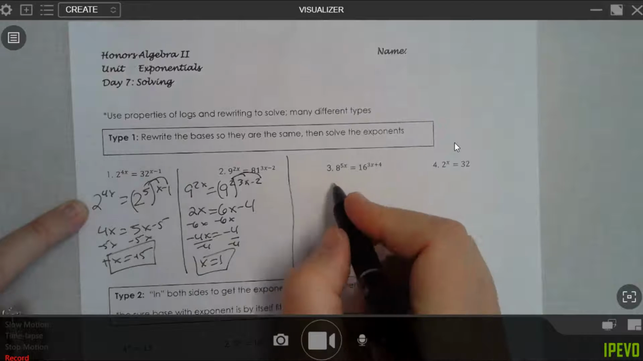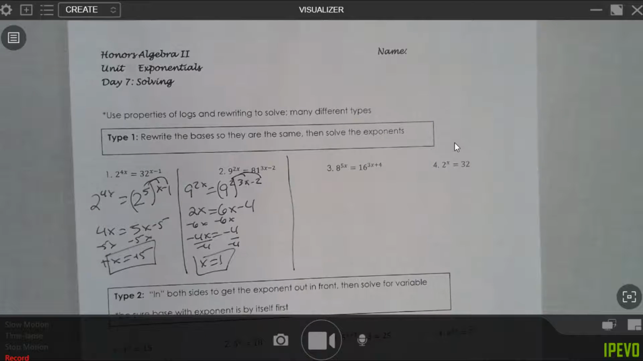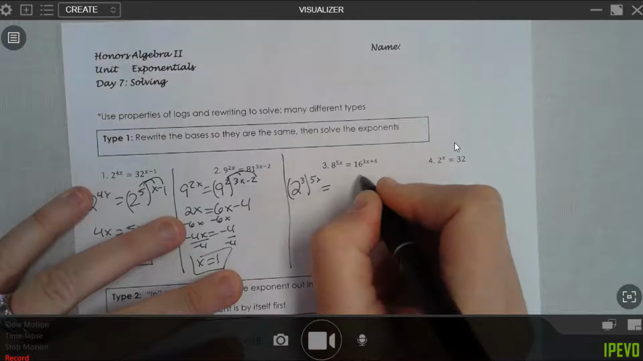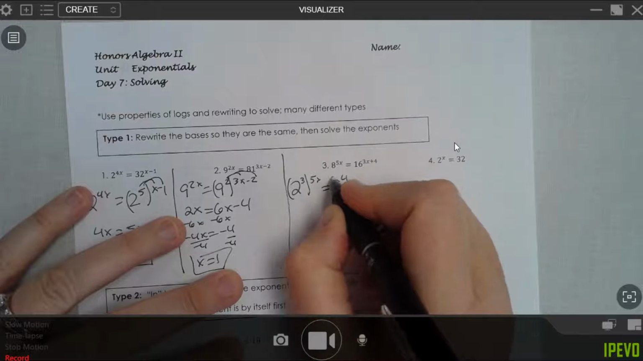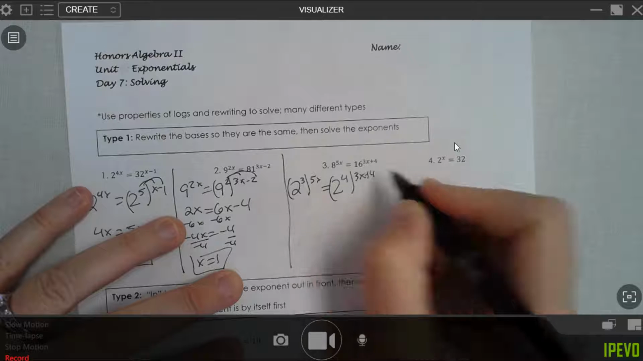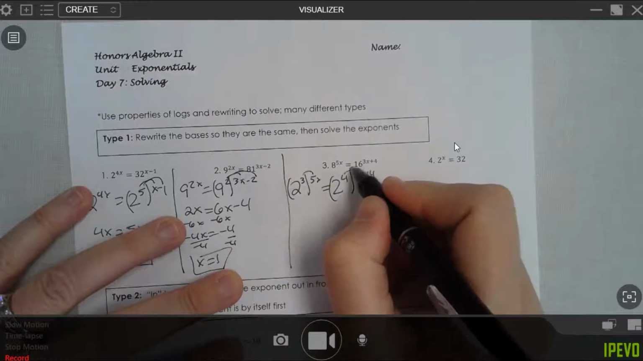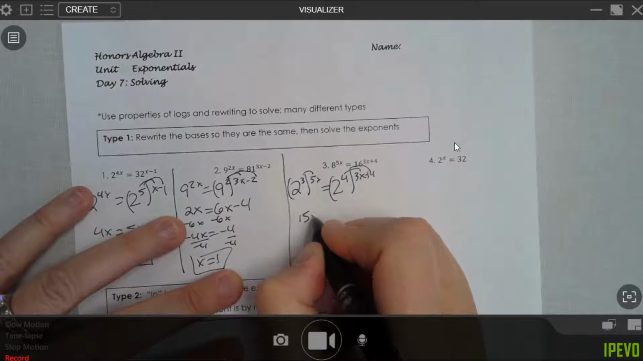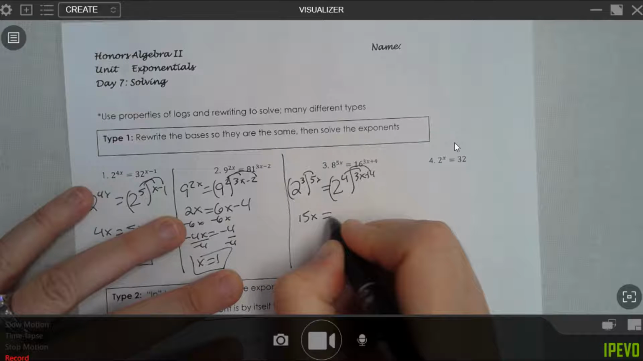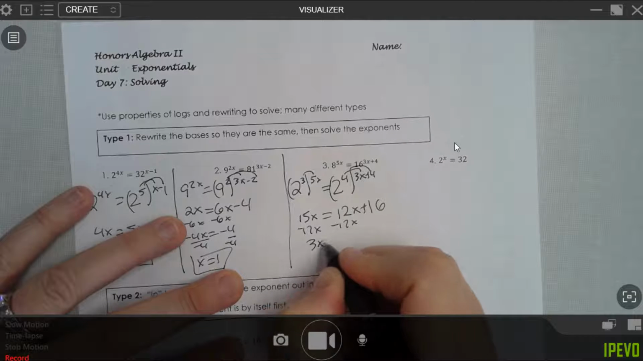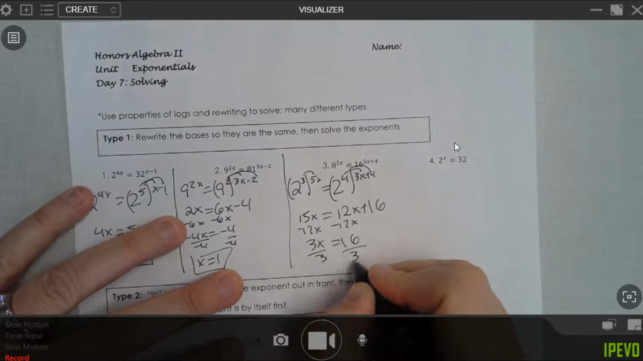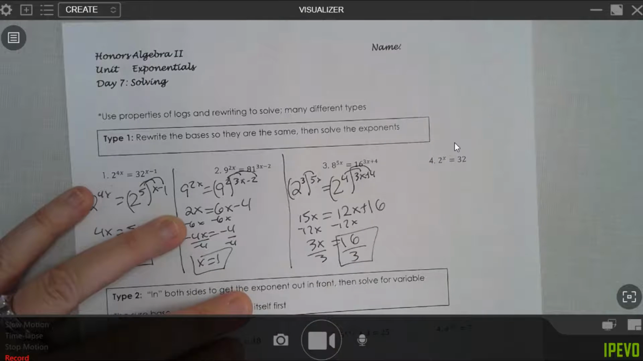So what gets tricky with this is that 8 and 16 are not multiples of each other, but they're both factors of 2. So I'm going to rewrite them with both factors of 2. So 2 cubed would give me 8, and 2 to a power of 4 would give me 16. So bases can go away, and we have to multiply these exponents to each other. So I get 15x equals 12x plus 16. So we get 16 thirds is our answer.